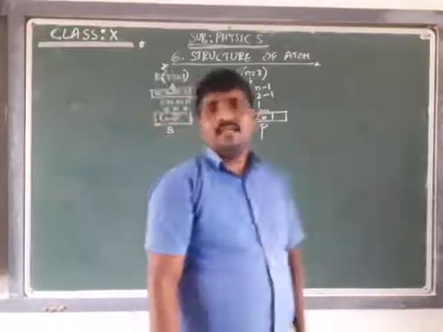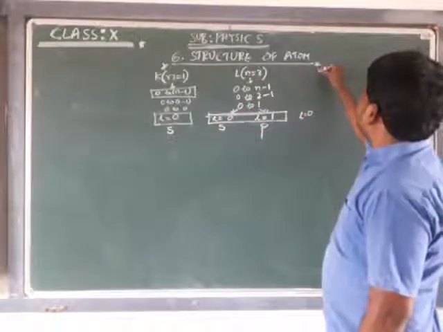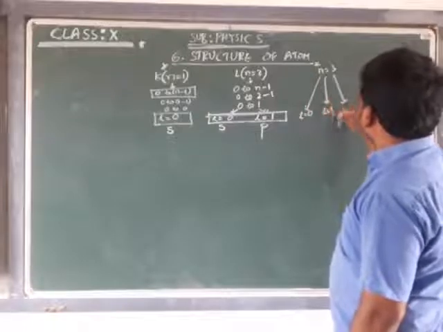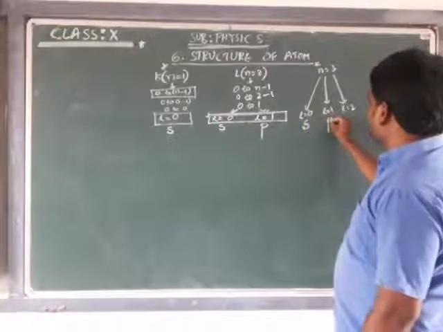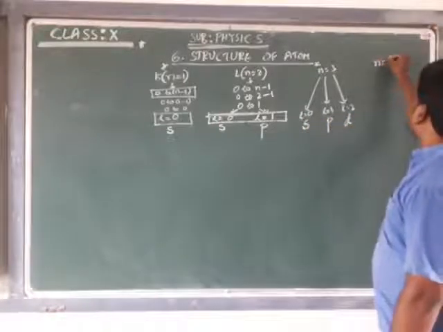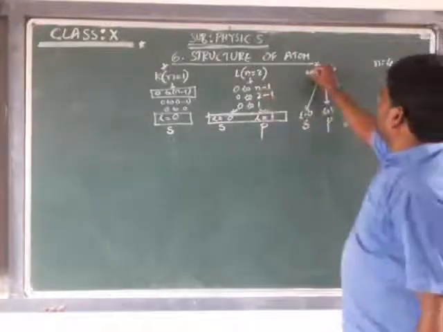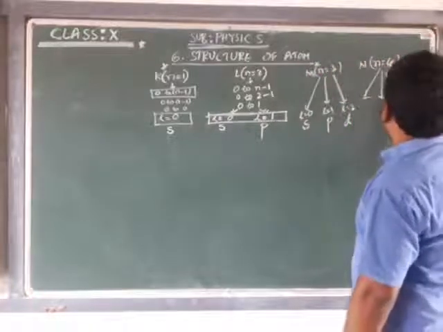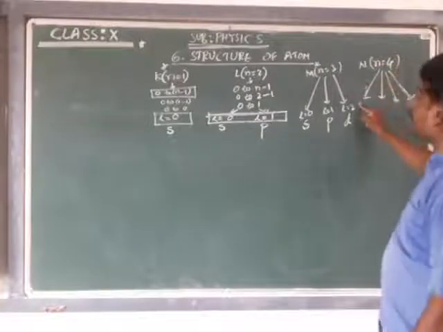For the second case, n is equal to 3. We have 3 subshells now: L is equal to 0, L is equal to 1, L is equal to 2. That is, L is equal to 0 is S, L is equal to 1 is P, L is equal to 2 is D. Suppose n is equal to 4. This is the K shell, L shell, M shell, and this is the N shell. As n is equal to 4, how many subshells should it contain?